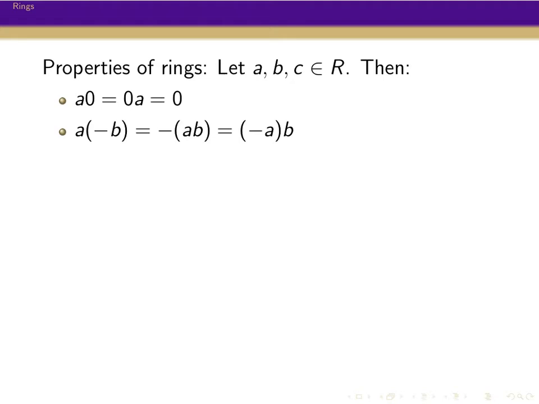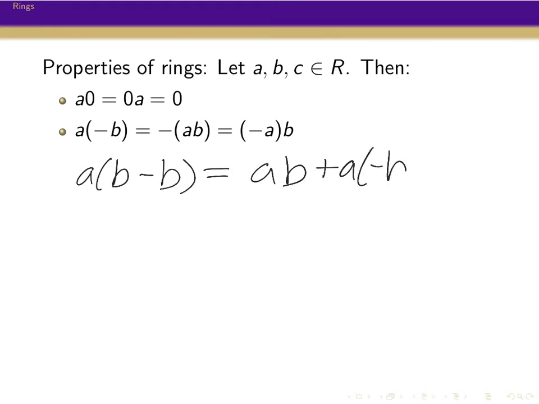Now, if we have a times minus b, this is the same thing as minus ab. And so really you can kind of factor out these minus signs. And so I'll do a quick proof of the first one. The idea is that if you have a times (b minus b), well, this is going to equal a times b plus a times minus b.